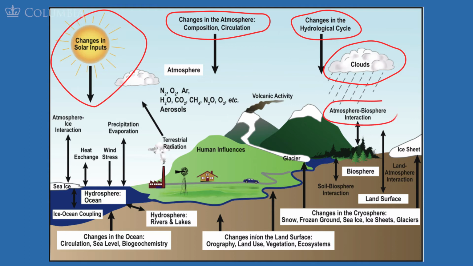There's interactions between the atmosphere and the biosphere. There are volcanoes. There's the cryosphere, the ice cover of the Earth, and its interaction with the oceans. There's land use changes and a whole bunch of human influences. And all of these things are changing, and most of these things are linked together in a complex set of feedback loops, both positive and negative.